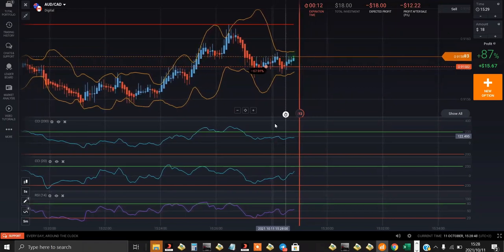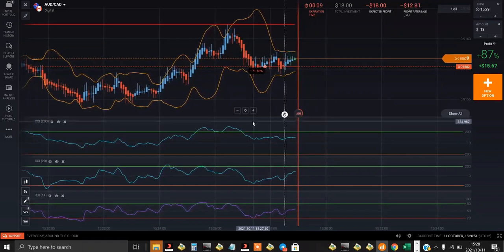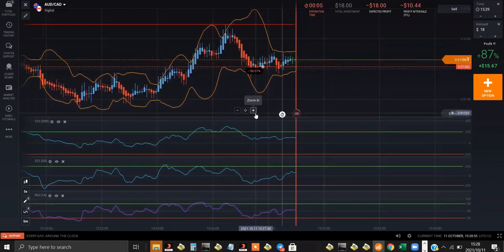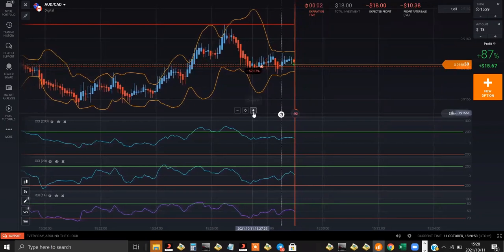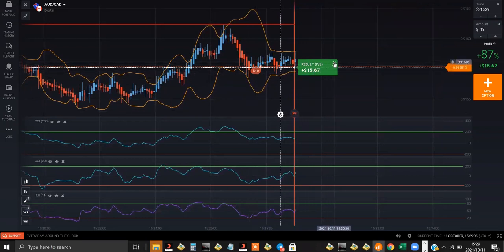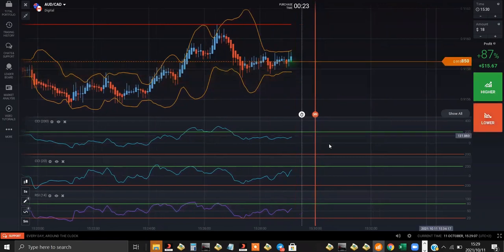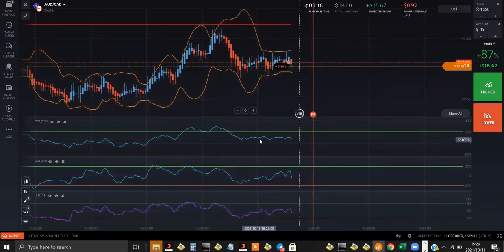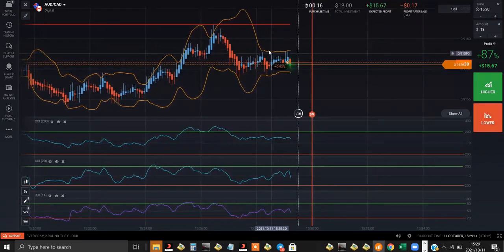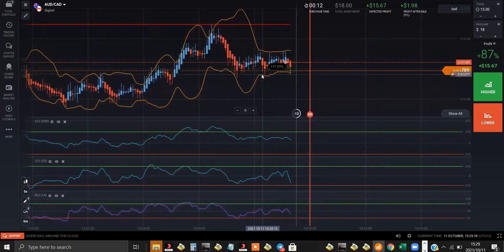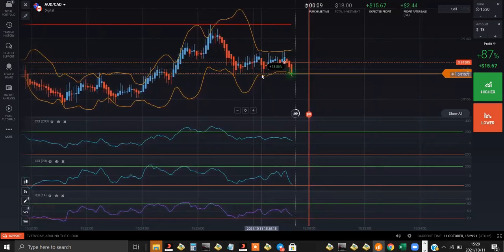All right. Currently losing, but I think we're gonna win this trade. 5 seconds. Let's see. Okay. I'm gonna take it again though. Because I was supposed to enter right around this upper line here. So let's see how it performs.